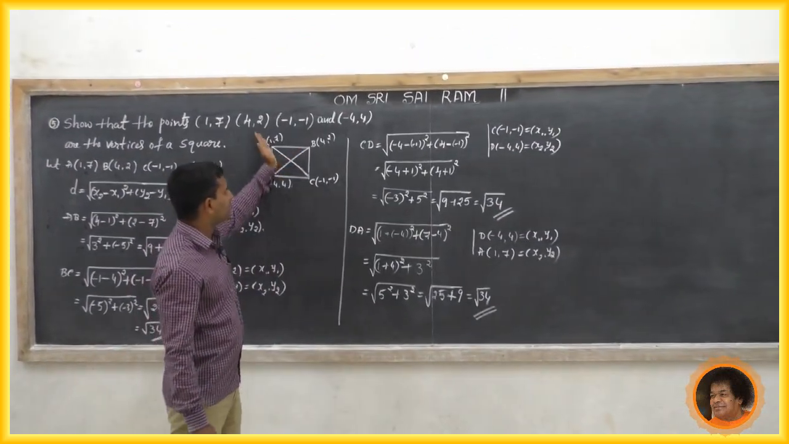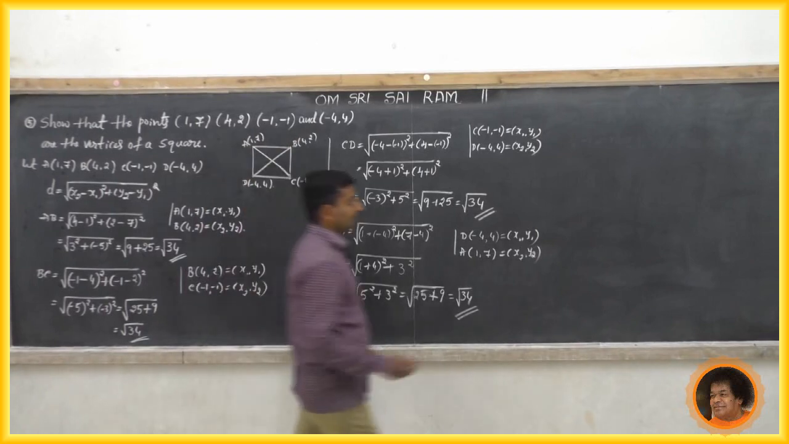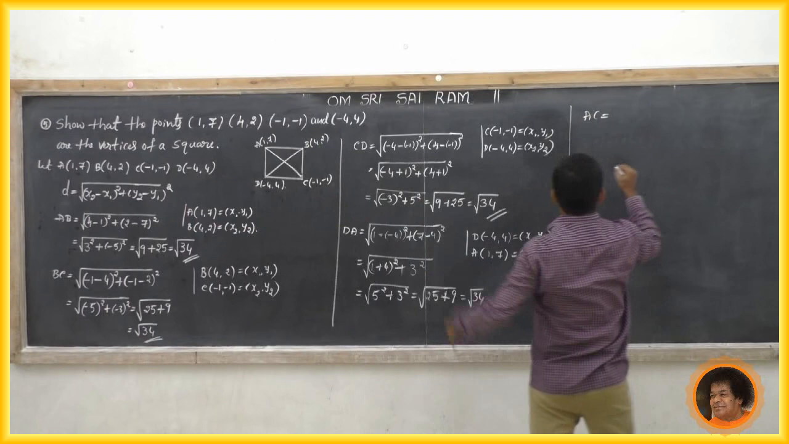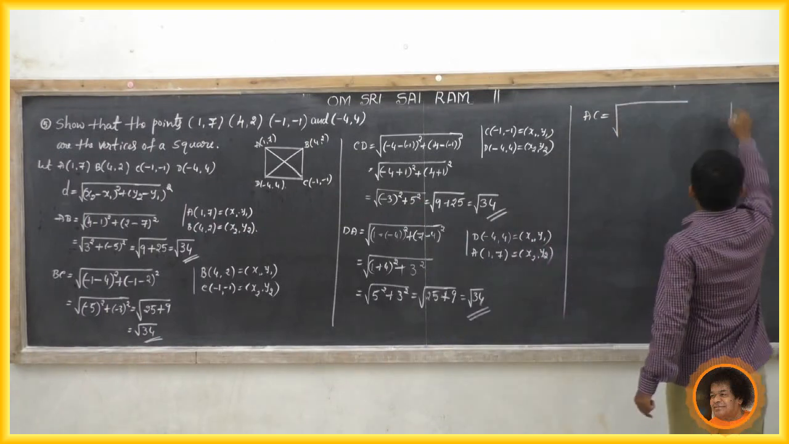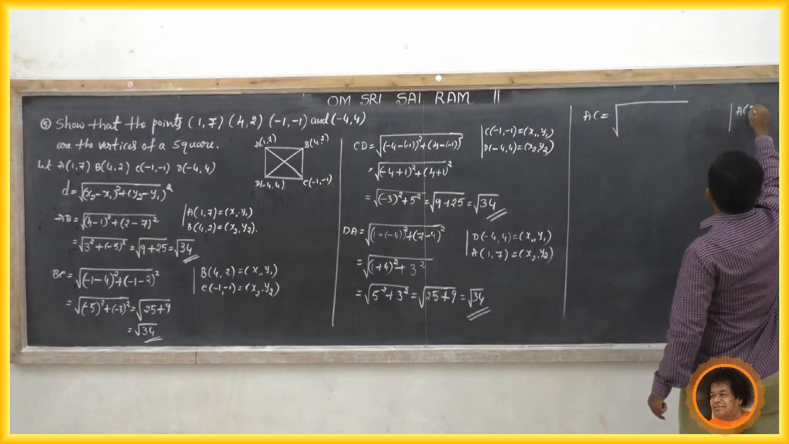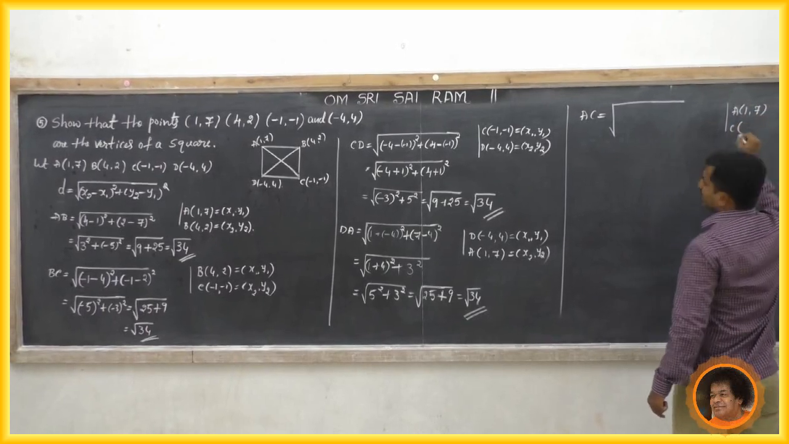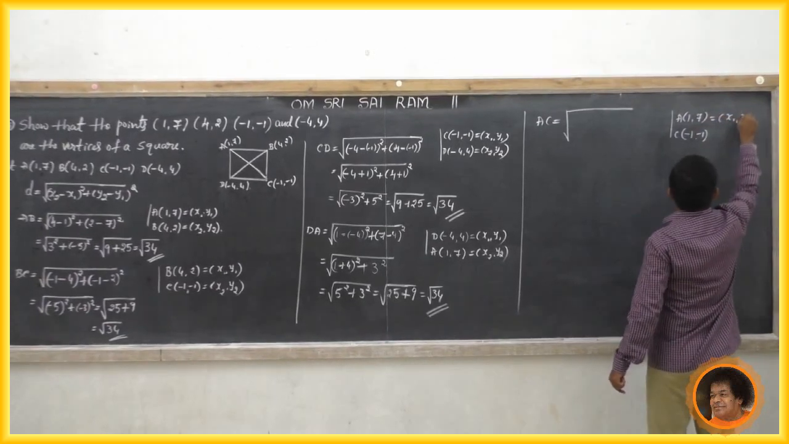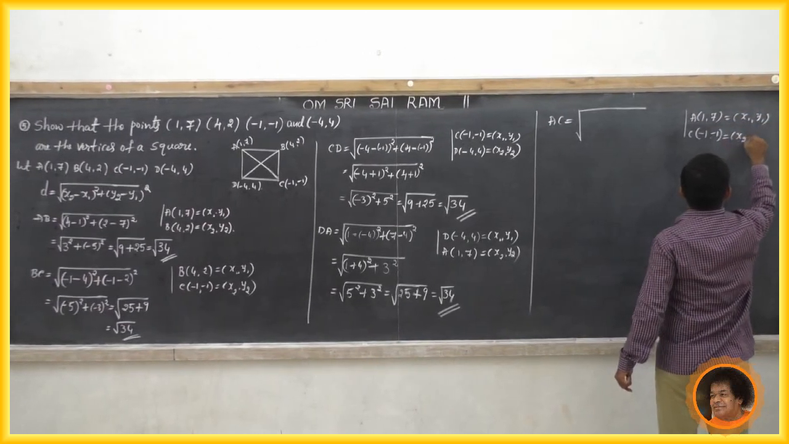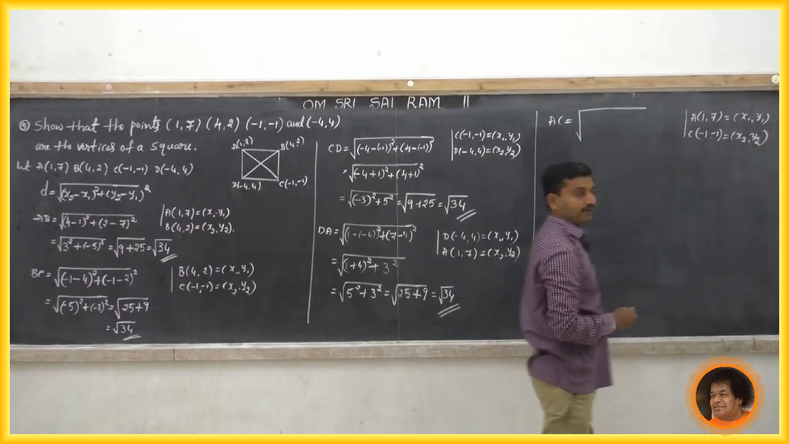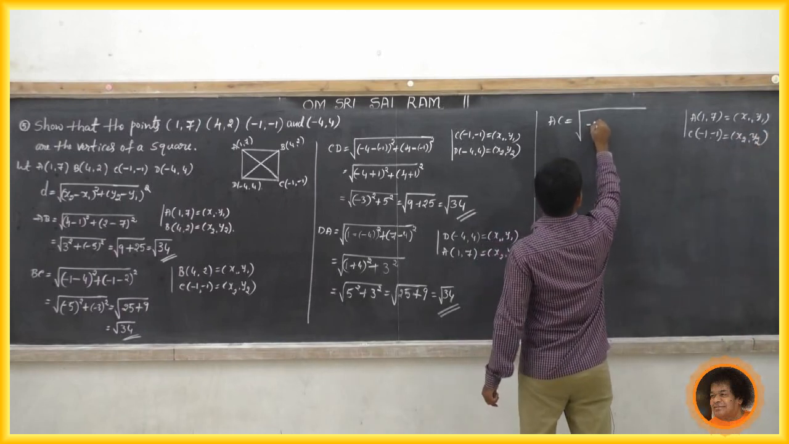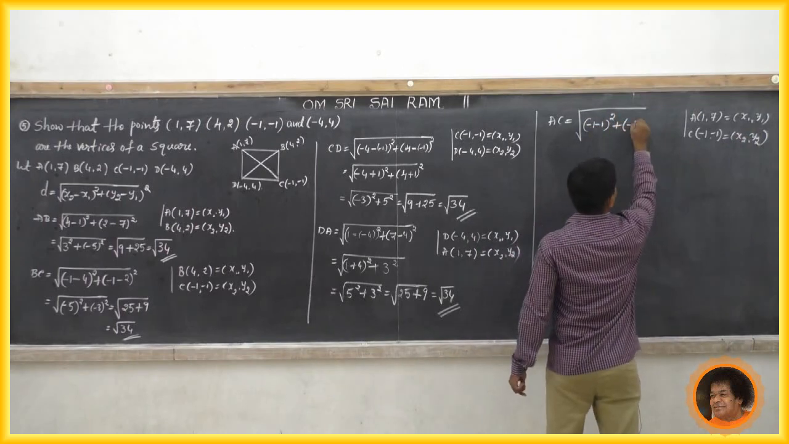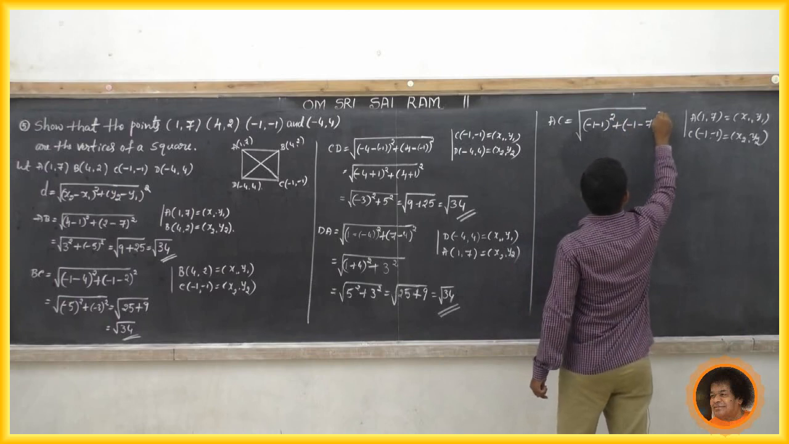Now next find the distance AC as well as the BD. First one, diagonal AC. Diagonal AC, square root of, the coordinates of the point A 1, 7 and the coordinates of the point C -1, -1. So this is x1, y1 and next one x2, y2. Now substitute the values. X2 minus x1 whole square, -1 minus 1 whole square, plus y2 minus y1, -1 minus 7 whole square.